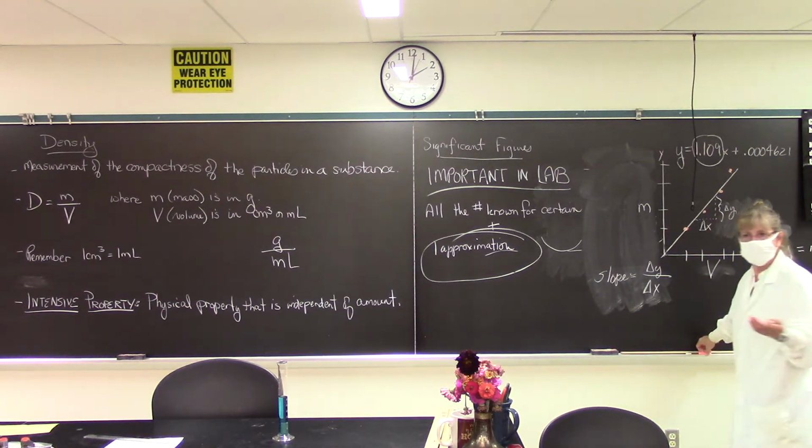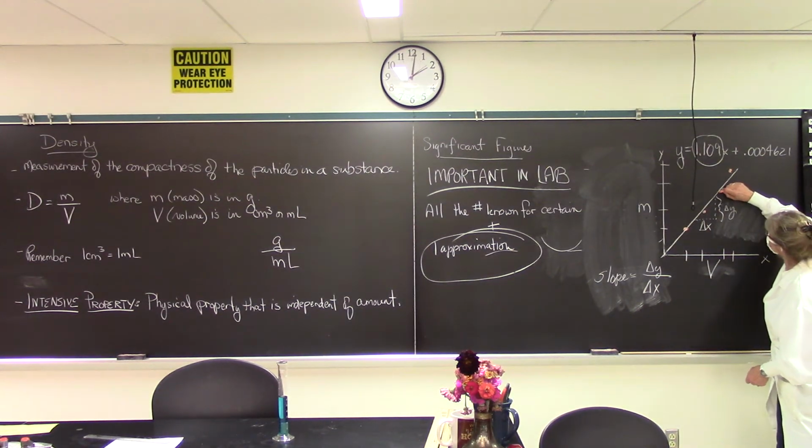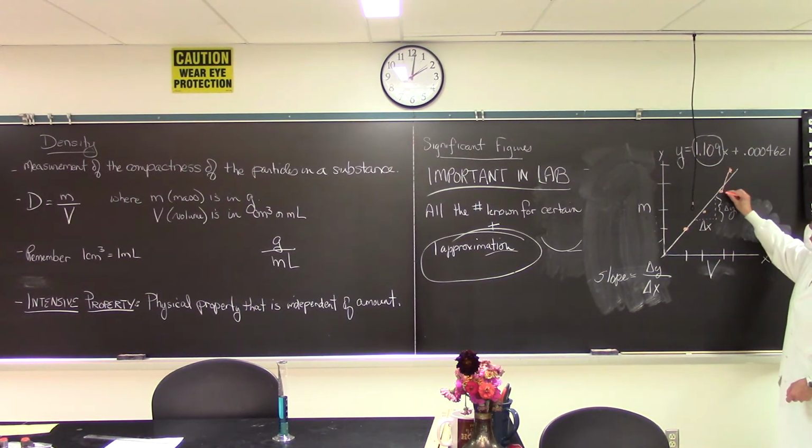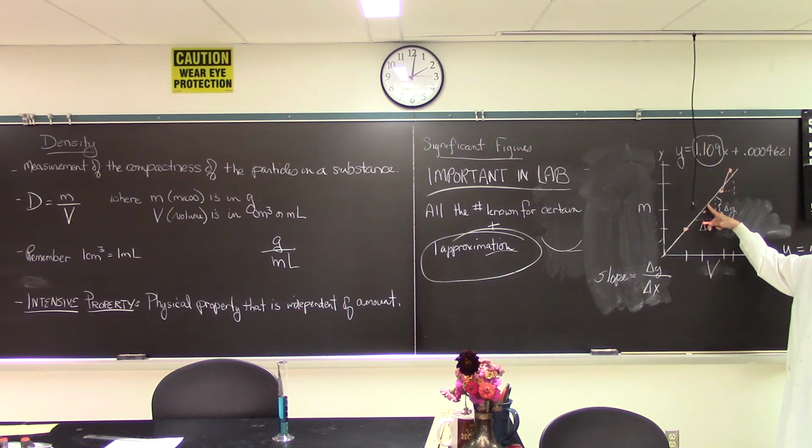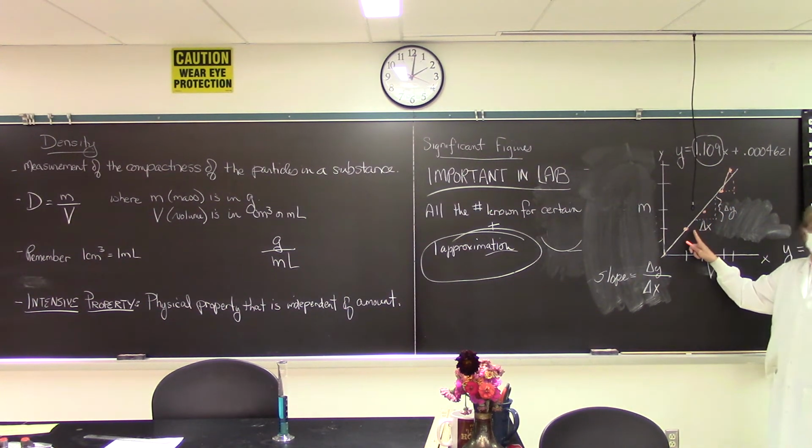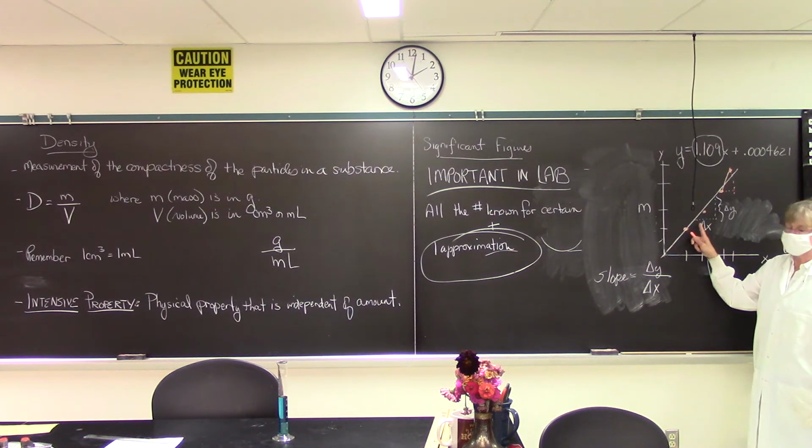So why did I not choose 2 data points? Well, check this out. Say I chose those 2 data points. That is a totally different slope than this is. You have to use the best fit line to find the slope.